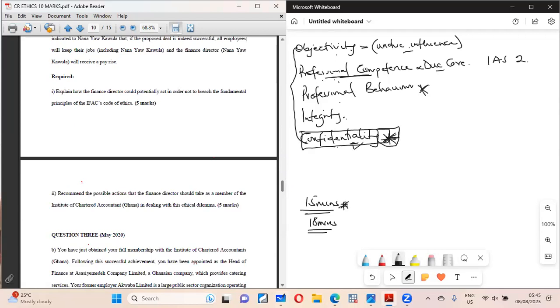So the solving of the problem is that he should be objective. He should not be allowed to be influenced. I.e., he can report to the audit committee or the board, and take the necessary steps to disassociate himself from the fraudulent activity that is potentially going to happen. Otherwise, he can resign. Professional competence, the same thing.